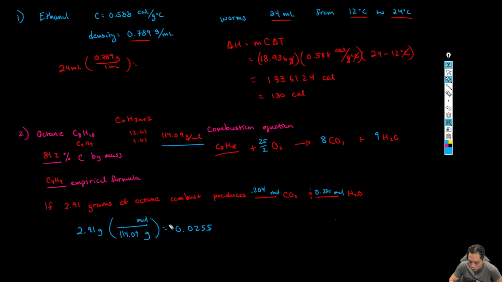Just remember, we got the moles of this one. The ratio of 1 mole is to 8. So whatever this is, I'm going to multiply by 8 to get this number. And then same thing, multiply this number by 9 to get this one. So that's how you do 1 and 2.